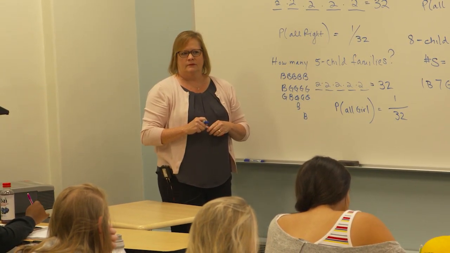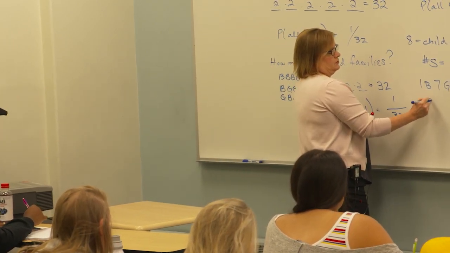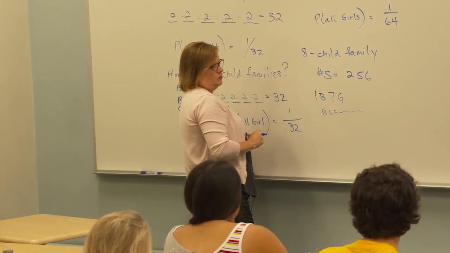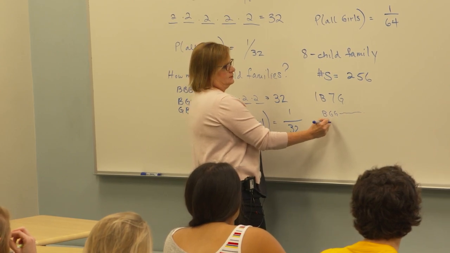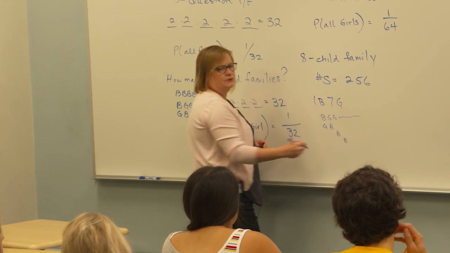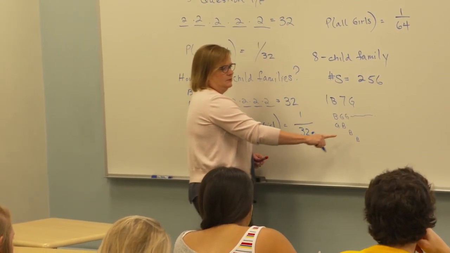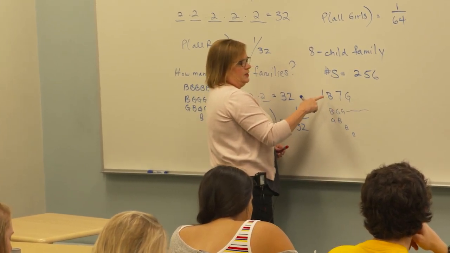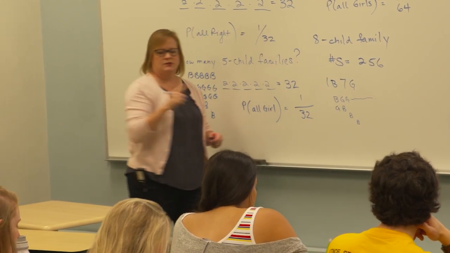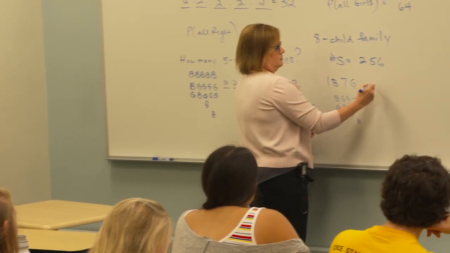1 out of 256. More than that, because the boy could be first, right? With a bunch of girls. Or he could be second, or third, or fourth, or fifth, or sixth, or seventh. So there's 8 of them. Yep. So there's 8 ways that could happen. 8 families that would have 1 boy and 7 girls, right? Because he could be born first, second, third, fourth, all the way up to 8th. Okay, so there's 8 of those.